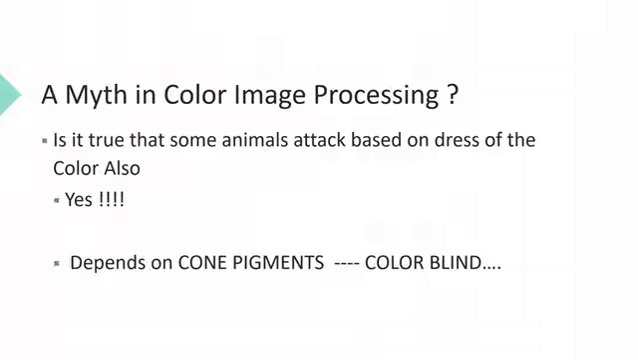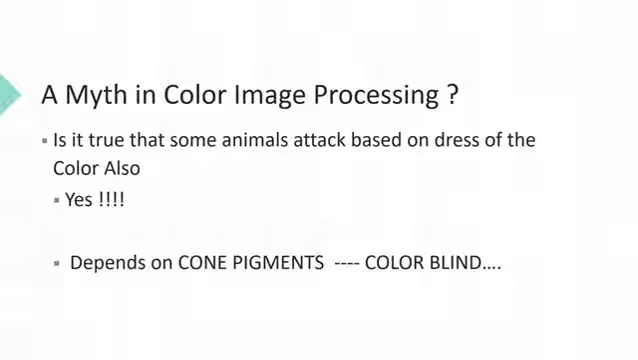If any change in any of the cone pigments has happened, this leads to color blindness. That means a particular animal may not have as many color cone pigments as the human eye. Some of them have more, but some of them have less.